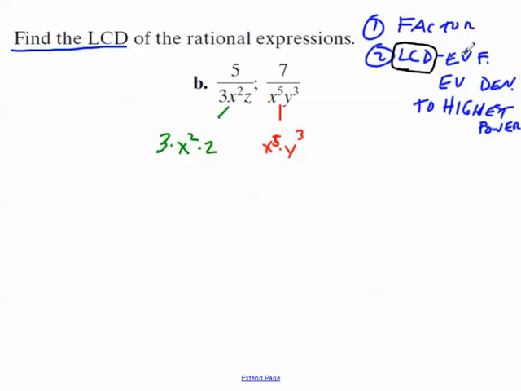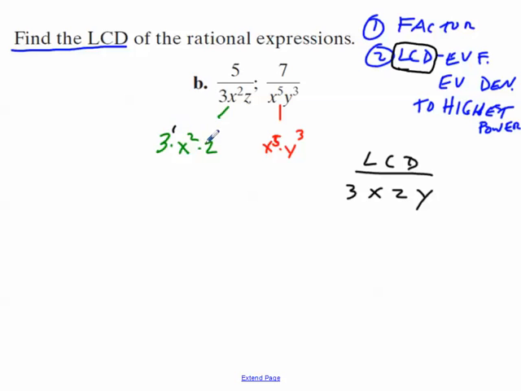Lowest common denominator includes every single factor from every single denominator raised to the highest power that we see it. So what's our lowest common denominator? We list all of our factors. A 3 has to be there. An x has to be there. A z has to be there. An x has to be there, we've got it already. We've got to have y there. We list the y. So we've listed every factor from every denominator, and now we raise it to the highest power that we see it.